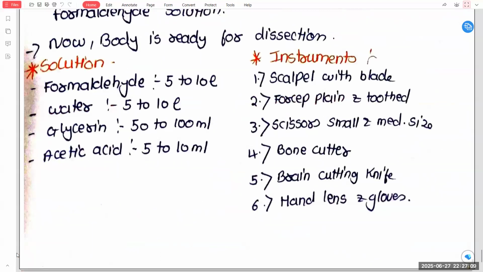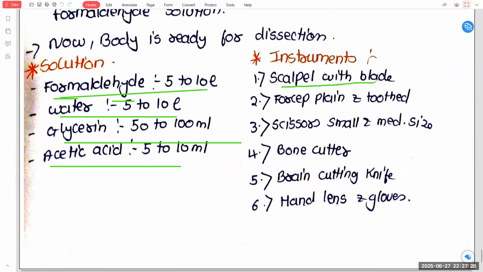So which solutions do we require for dissection or preservation? First is formaldehyde, 5 to 10 liters, water 5 to 10 liters, glycerin 50 to 100 milliliters, and acetic acid 5 to 10 ml. Instruments like scalpel with blade, forceps, plain and toothed both, scissors, small and medium size, bone cutters, brain cutting knife, and lens and gloves.